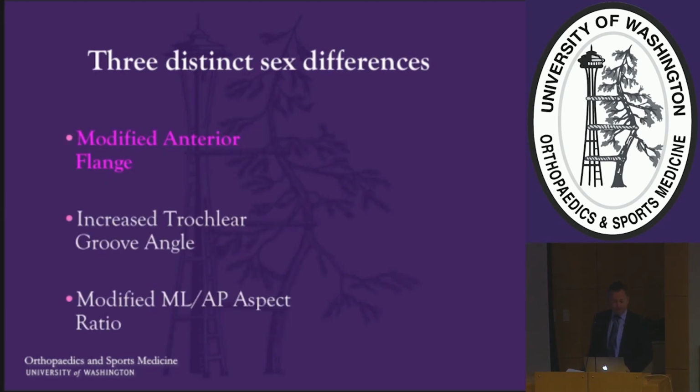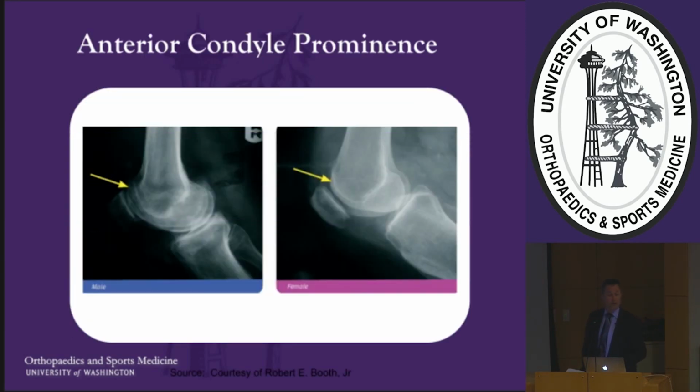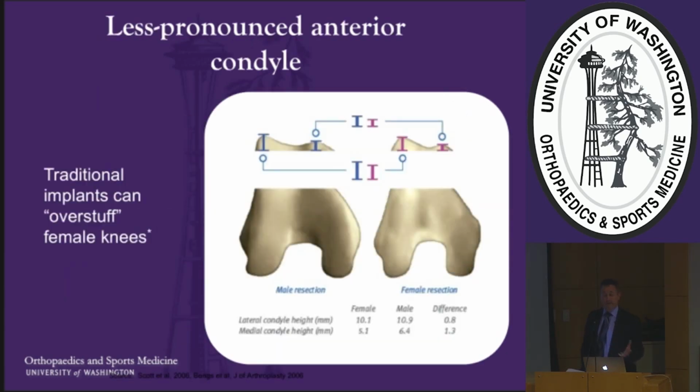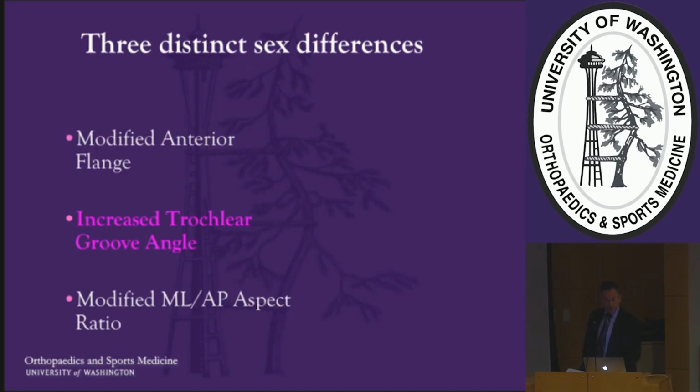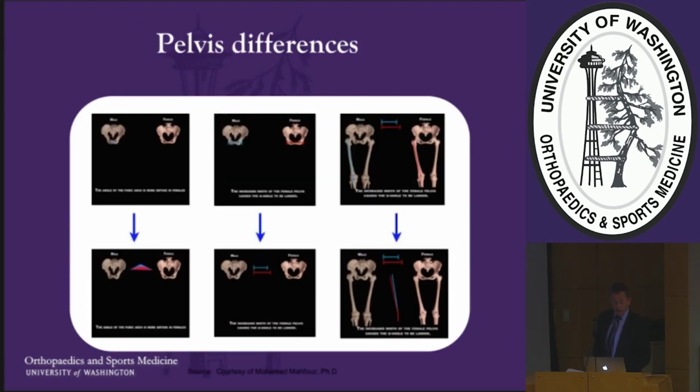How are they different? First of all, men tend to have a larger anterior condylar prominence. And when you put a standard implant into there, what you're going to wind up with is an overstuffing of the typical female knee. In addition, women have a slightly higher Q angle, or a slightly more valgus angle, and the reason for that is that on average, the female pelvis is slightly wider.